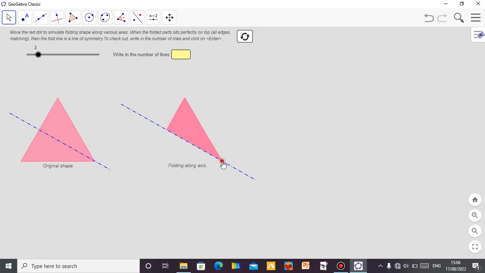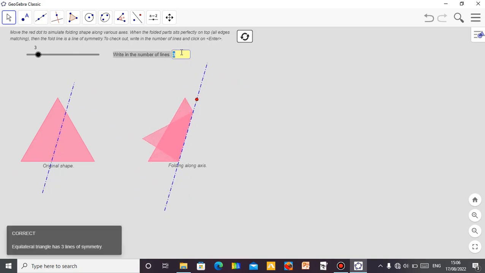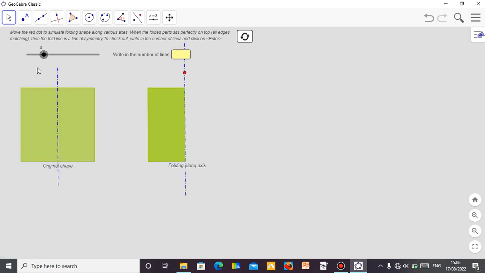So therefore, an equilateral triangle has 3 lines of symmetry. So if I type 3 here, enter, it should show correct. An equilateral triangle has 3 lines of symmetry. So just like that, you can keep going, whatever shape you want.